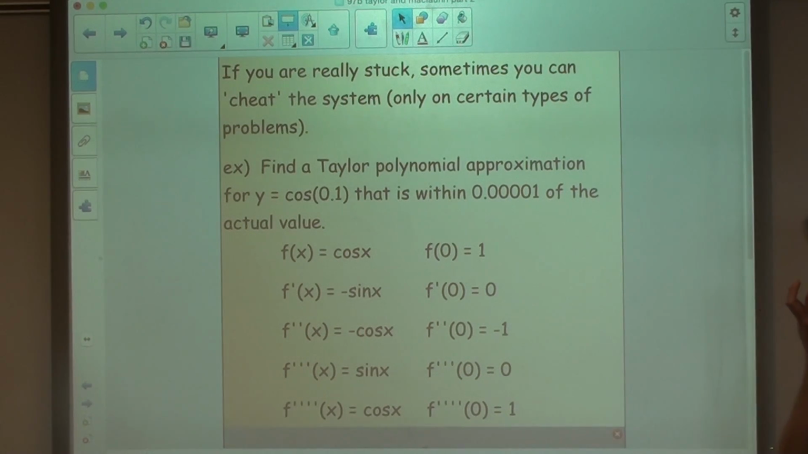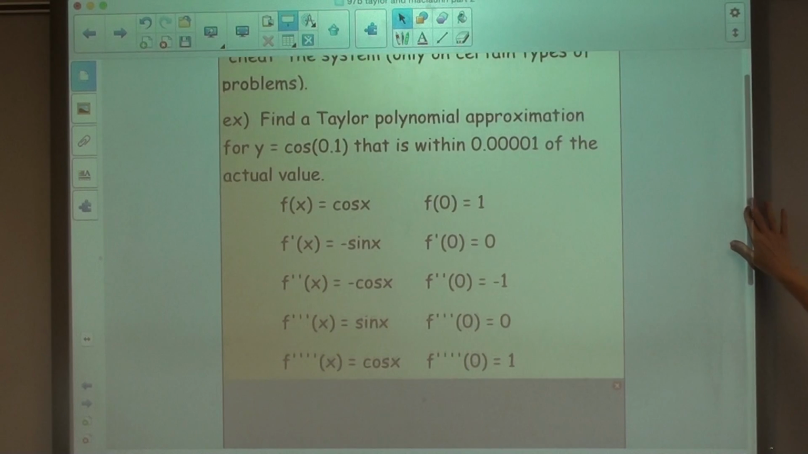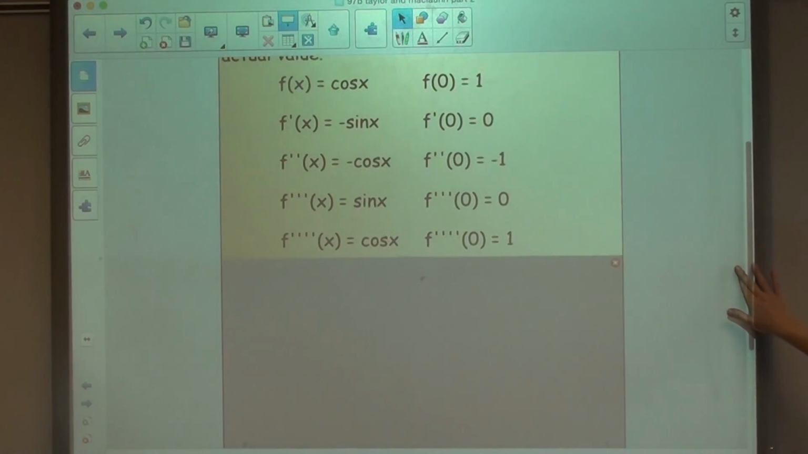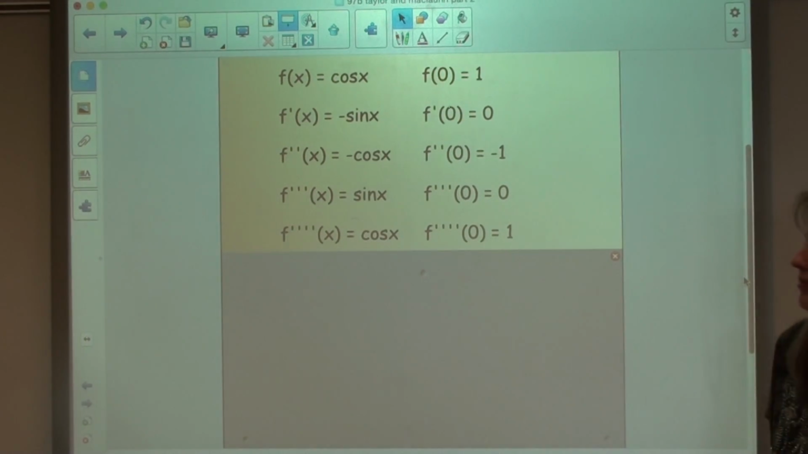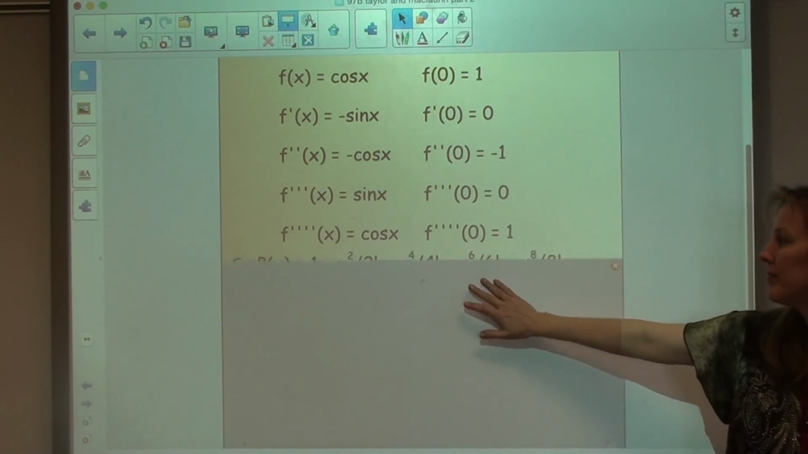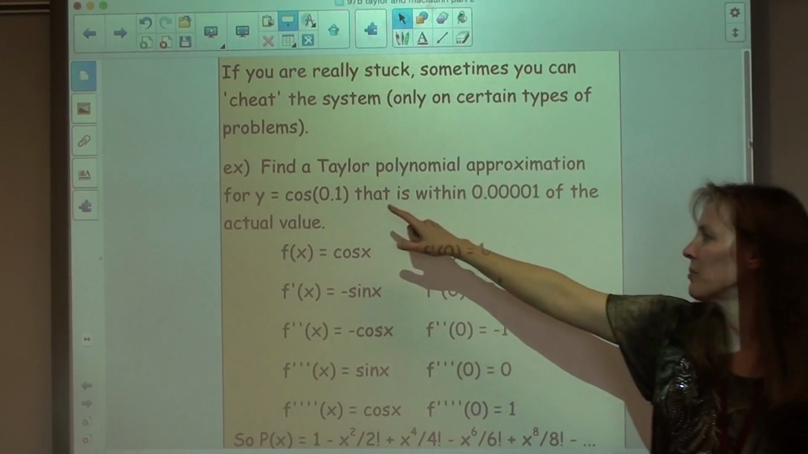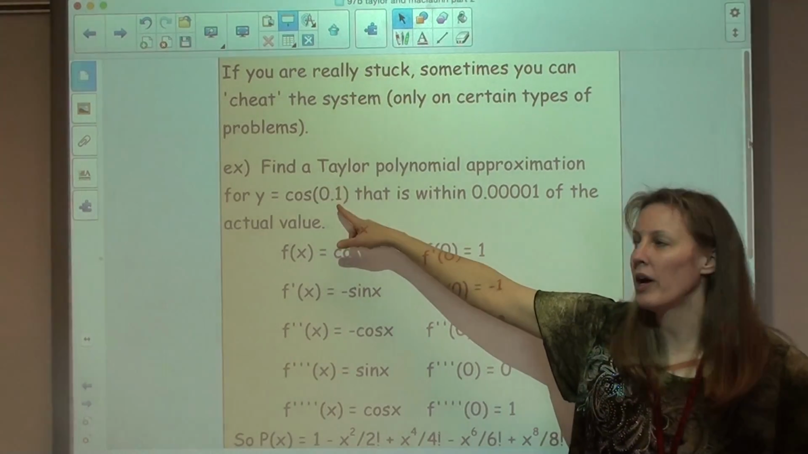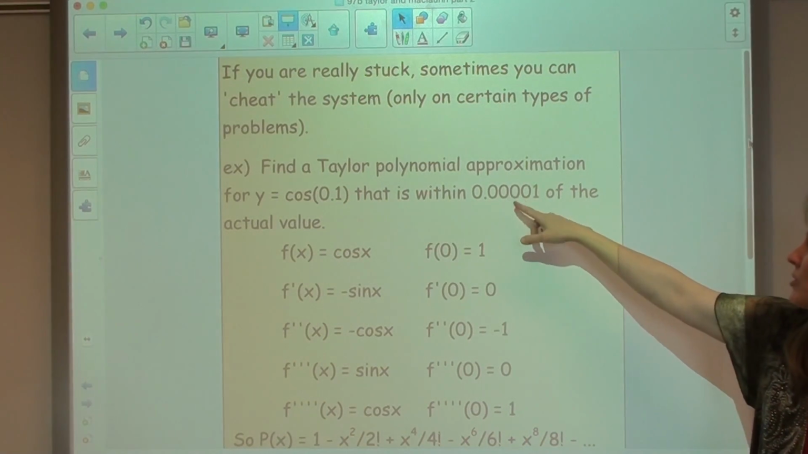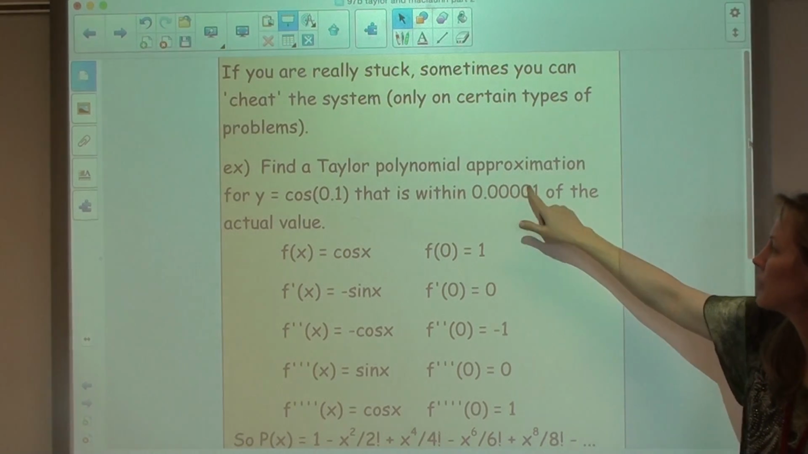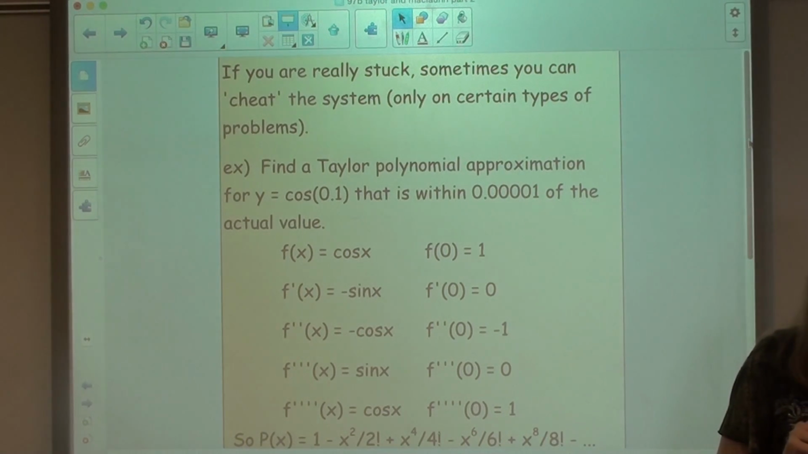So I found the first 4 derivatives when I was doing it. Did you get a polynomial looking something like that? Good. All right, we want our approximation at 0.1 to be within 0.00001 of the actual value, right?